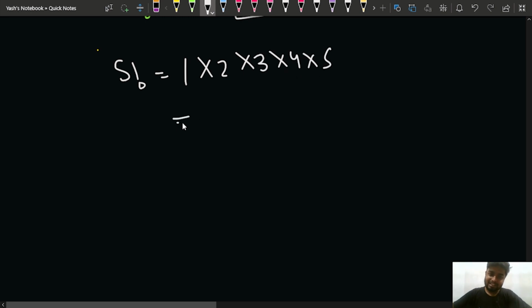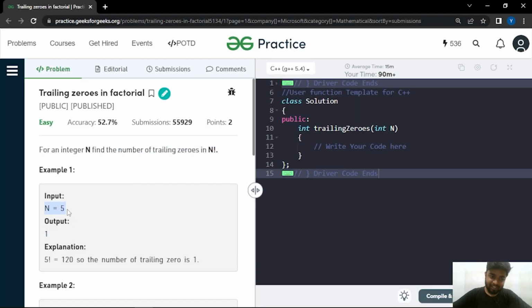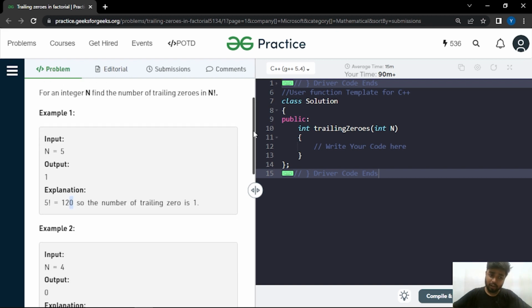Suppose I talk about 5 factorial. As we know, 5 factorial is nothing but 1 into 2 into 3 into 4 into 5, and this is nothing but 120. So how many zeros do I have in the end? I have just one zero in the end. So I'll say that the number of trailing zeros is just 1 here. Let's try and check the sample. So you can see if n is equal to 5, then the number of trailing zeros is just 1 because the number is 120 and the trailing zero is just the last zero, correct? The internal zeros will not be considered.